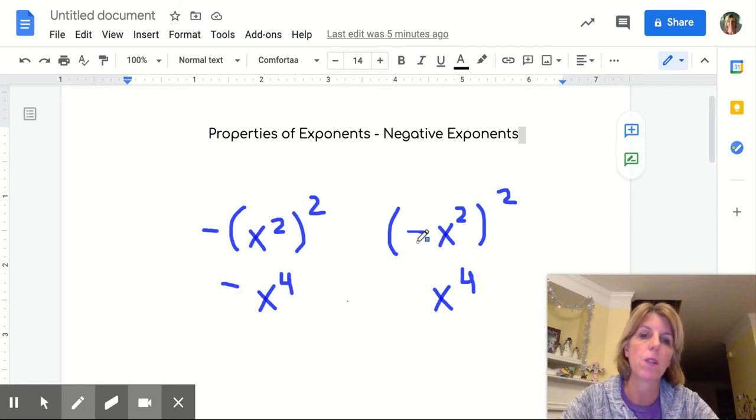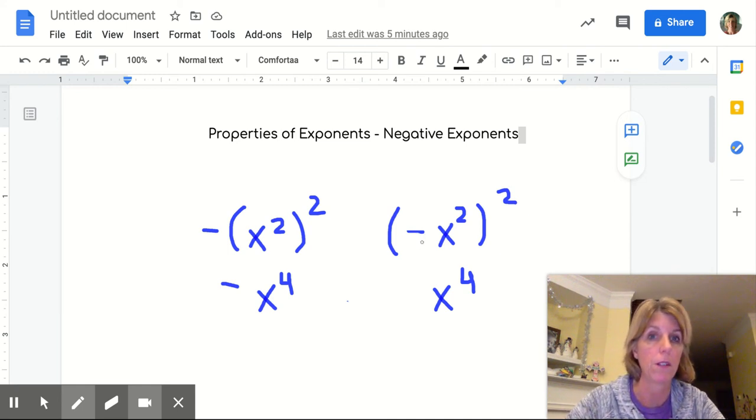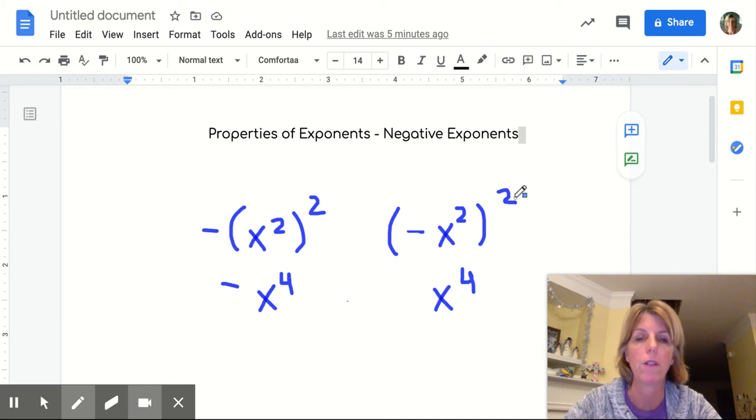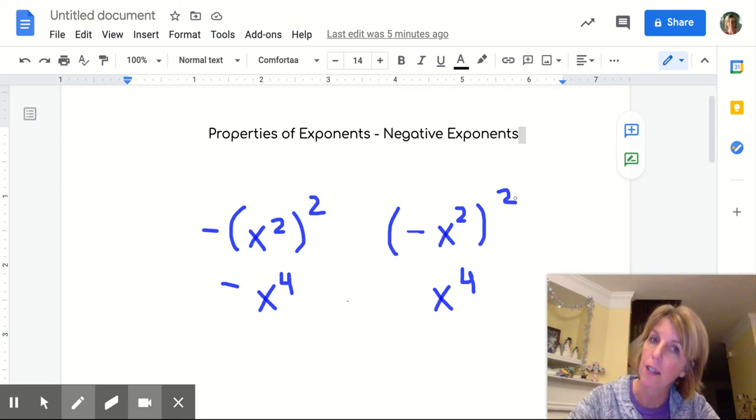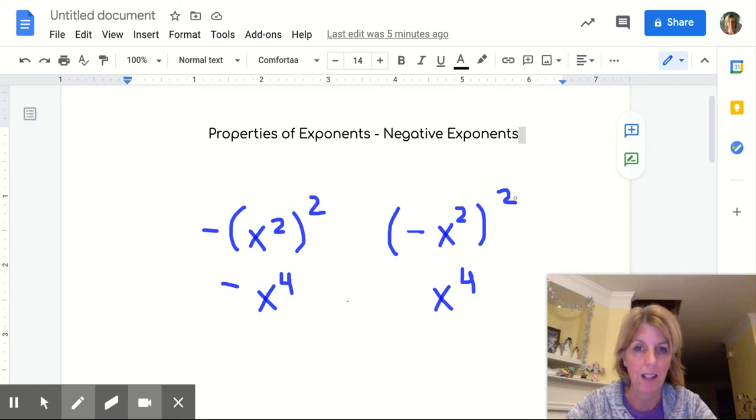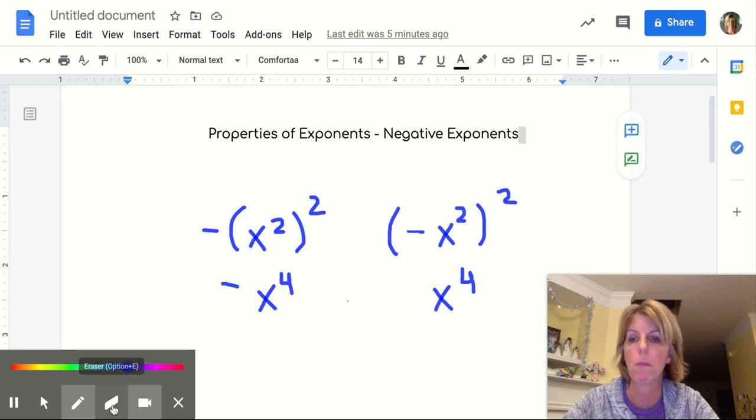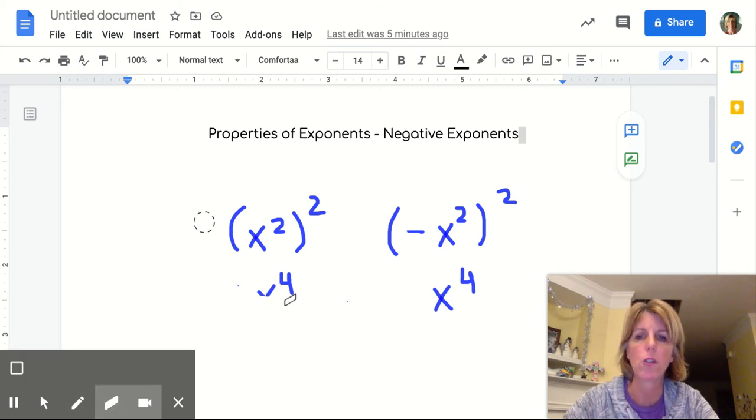Whereas this one depends on what the exponent is. If it's even, then you have a negative times a negative, which is a positive. If this was an odd number, you'd have a negative times a negative times a negative, which is negative. So it depends on what the exponent is. I just want you to make a note of that. It doesn't come up very often, but I wanted you to see it.